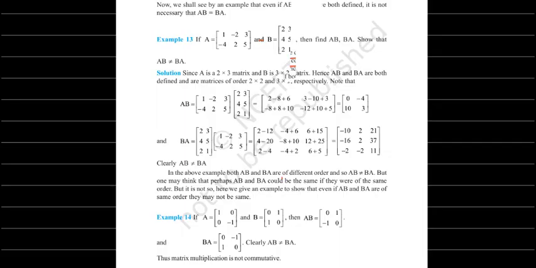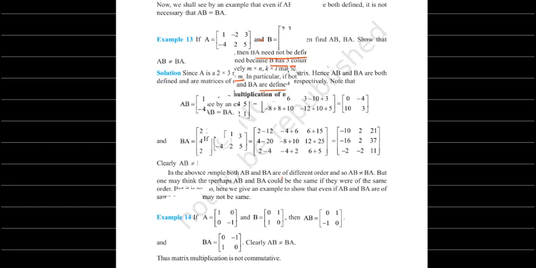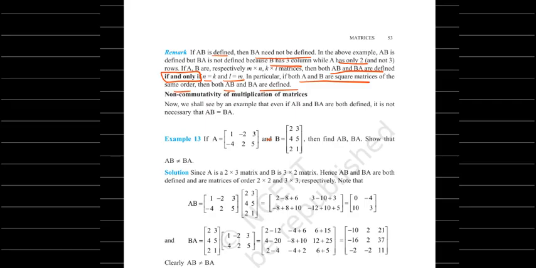The simple thing they have repeated. Here I would like to highlight a point: if A and B are square matrices of the same order, then both AB and BA are defined. Now, non-commutativity of multiplication. What do you mean by commutative? AB is equal to BA. The same thing. Now we shall see by an example. Even if AB and BA are both defined, it is not necessary that AB equals BA.